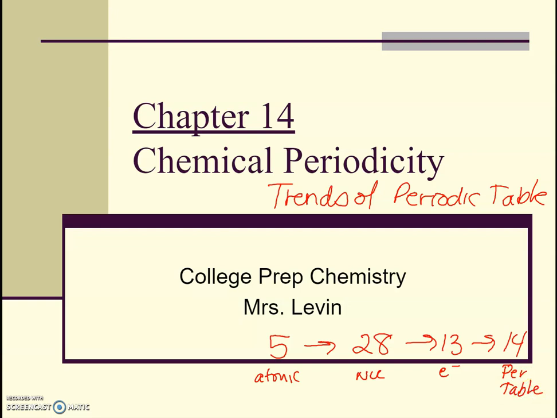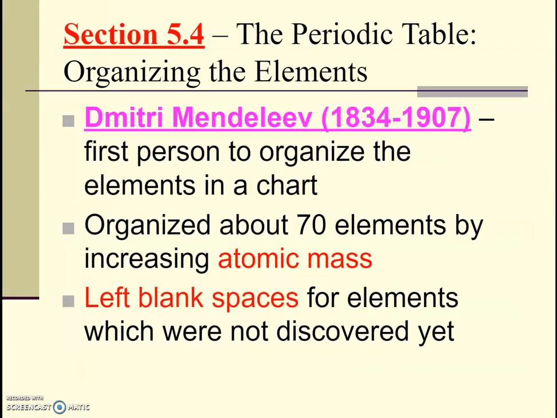All right, and one of the things that I want to point out to you is what we're starting off with is technically in section 5.4, the end of chapter 5, but we're going to put it in this section of our notes and with our properties. Okay, and that goes with who the father of the periodic table is, and that is Dmitri Ivanovich Mendeleev, and he was the first person to organize the elements in a chart.